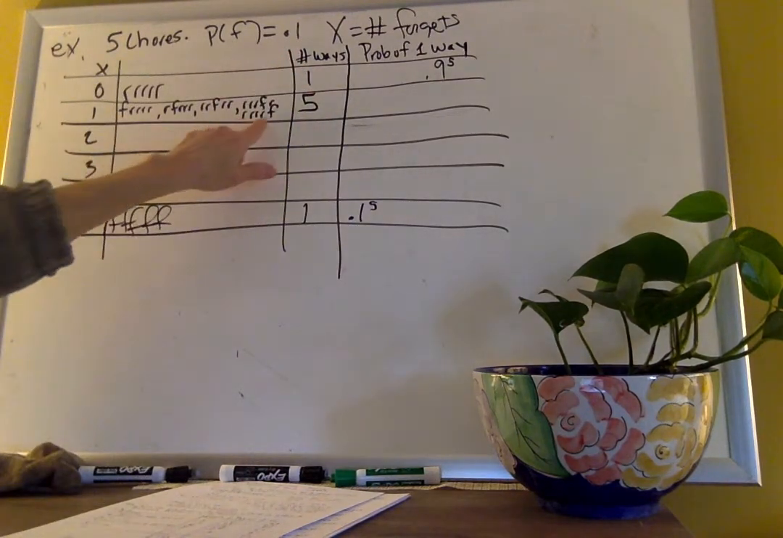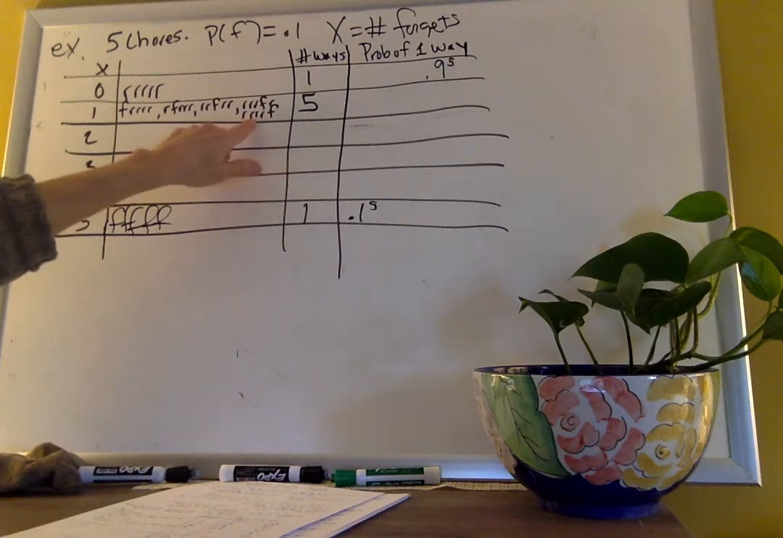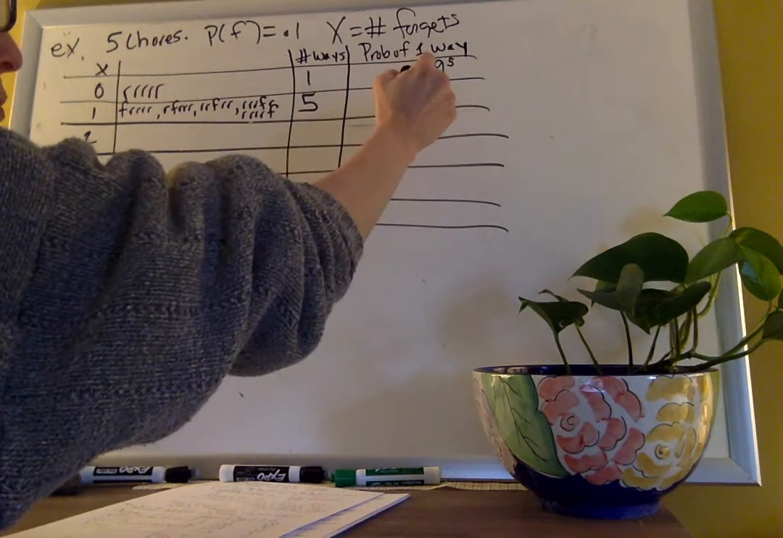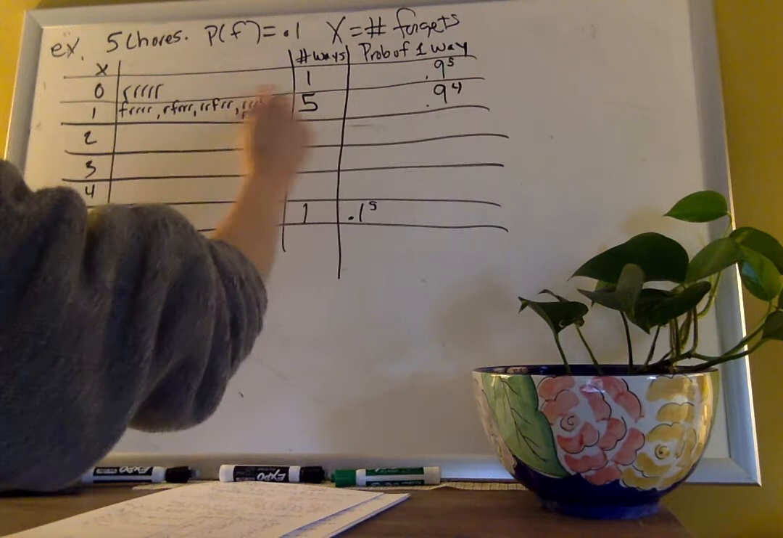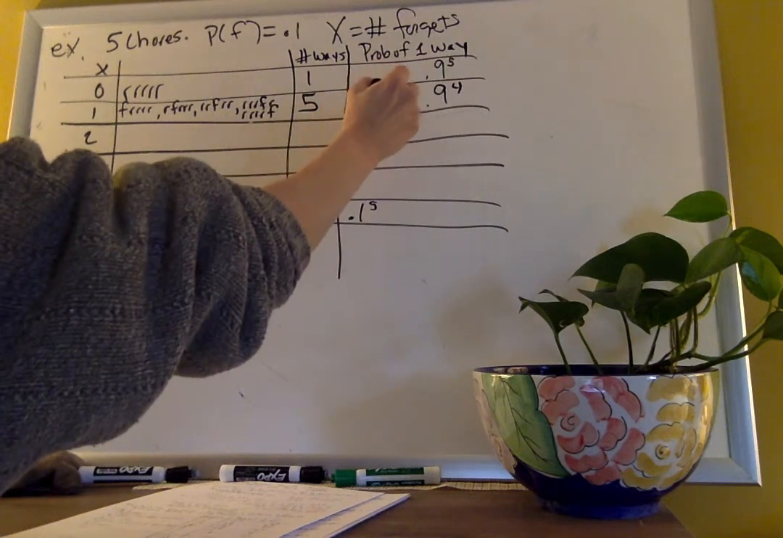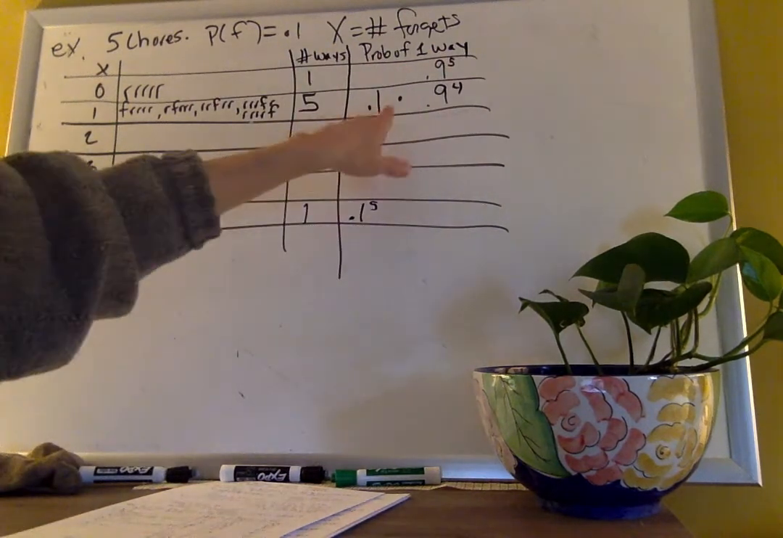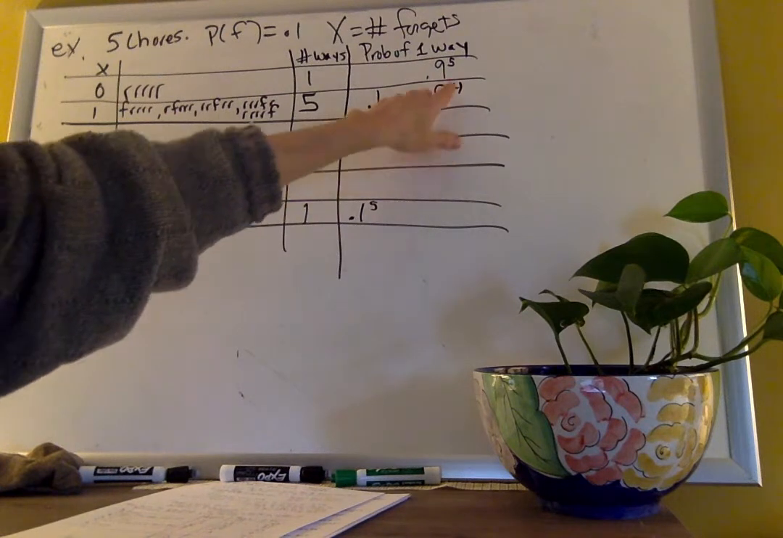Now what does one of the ways look like? I have 4 remembers, so that's 0.9 to the 4th, and I have 1 forget. So 0.1 times 0.9 to the 4th.